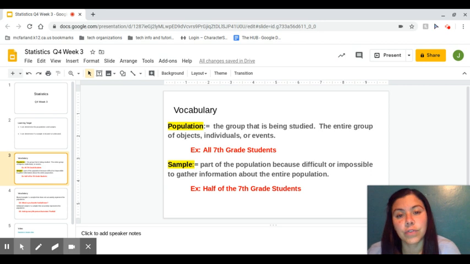So here for the example, I put half of the 7th grade students. So if I had asked the question, where would my 7th grade students like to go for the field trip for this school year? Maybe it was too hard to ask all the population, all 7th grade students, but I decided to ask half of the students. And the answers that half of those students gave me kind of more or less gave me the feeling of what most of the 7th grade students would like to do.